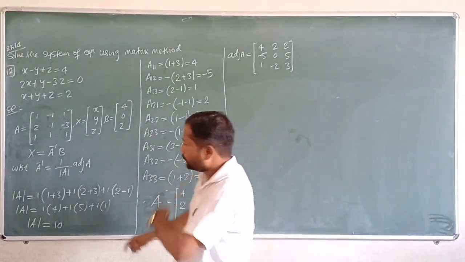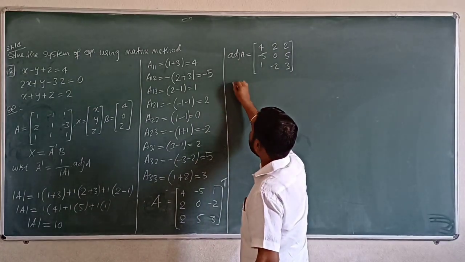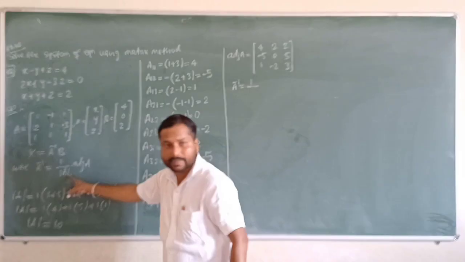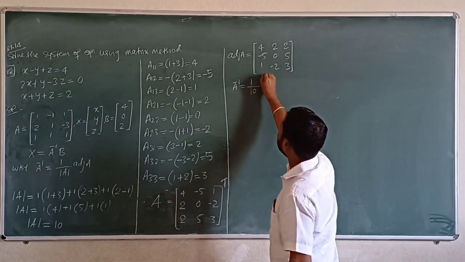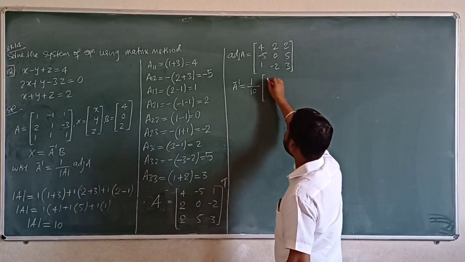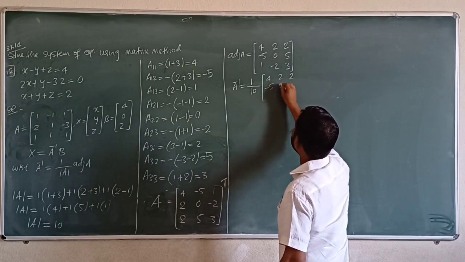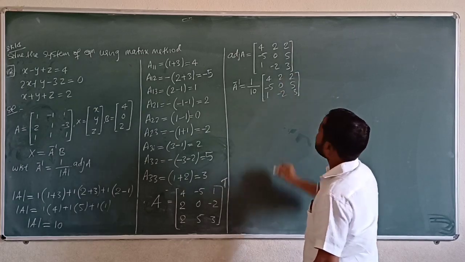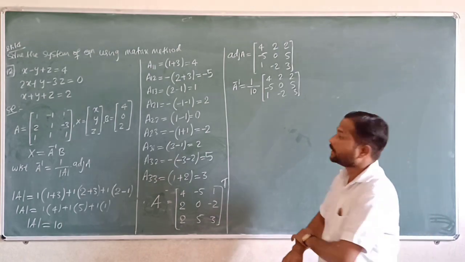Right. Take its inverse now. We know that A inverse is equal to 1 divided by determinant A, meaning 10. Write down: that is 1 divided by 10 into what? Into adjoint of A. Adjoint of A is the same: 4, 2, 2; next minus 5, 0, 5; next 1, minus 2, 3 now. Right. Which answer is it? A inverse answer.